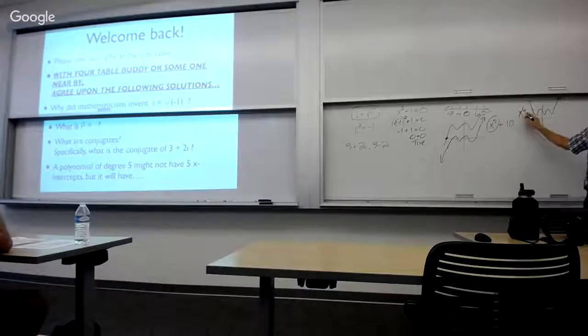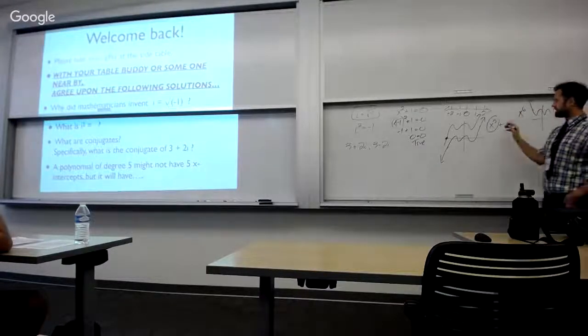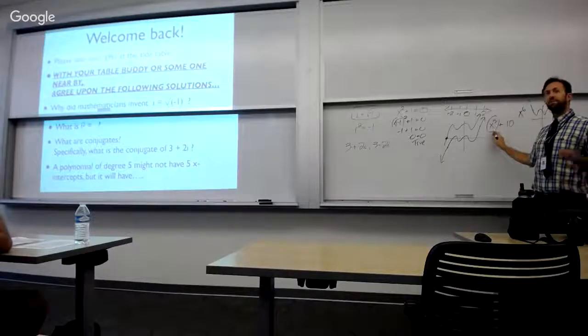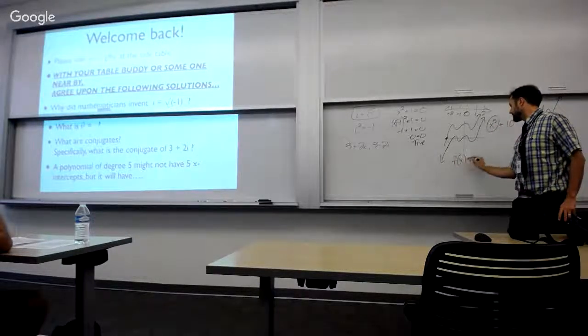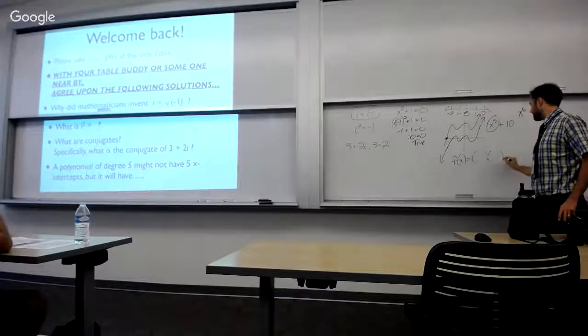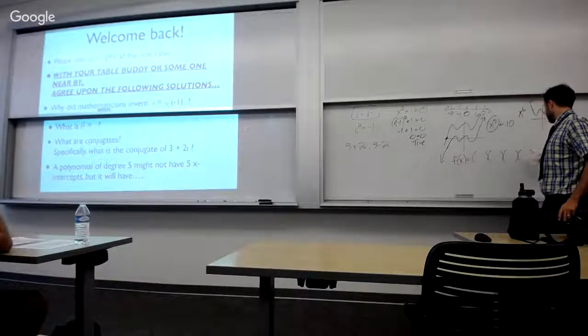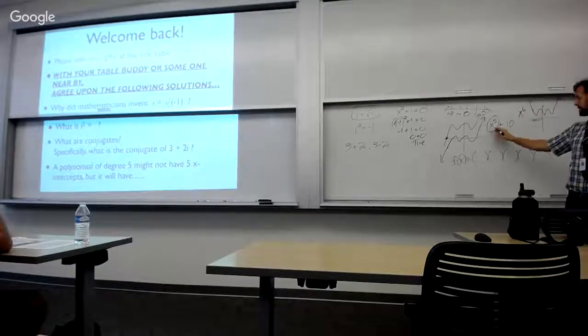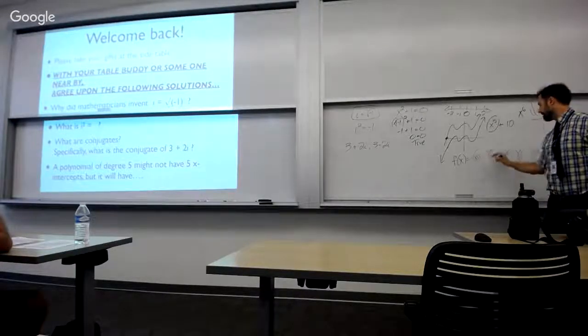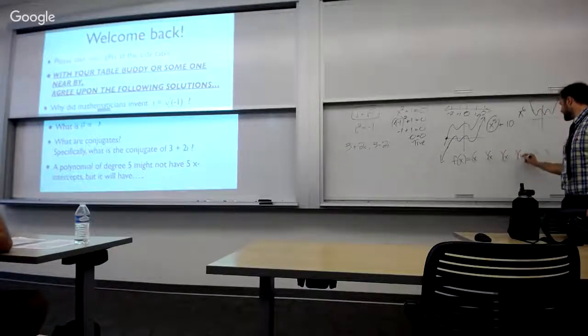You could always have less if you shift your graph up or down. So in any case, it might not have 5 x-intercepts, but what will it have? If you take your polynomial and you actually factor it, you can always factor it into 5 parentheses. You can factor this into 5 parentheses. And if you do that, you're going to end up with your 5 binomials.